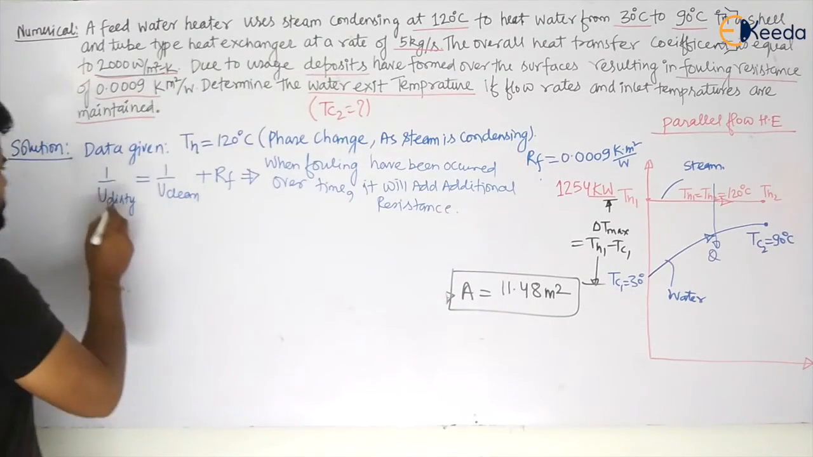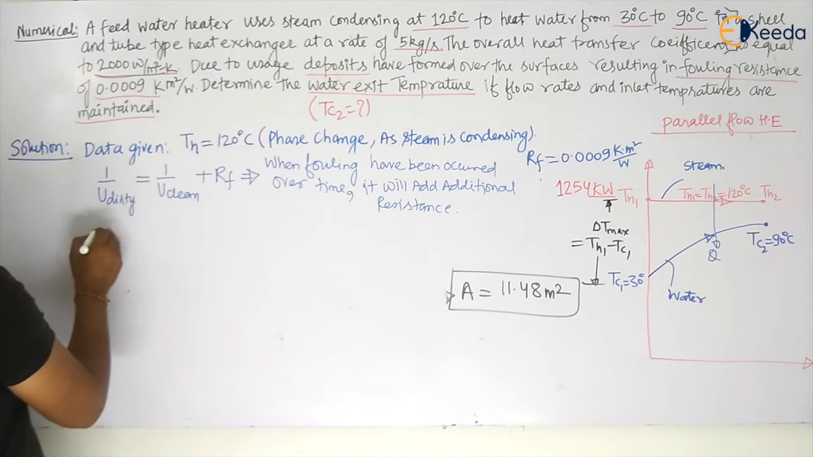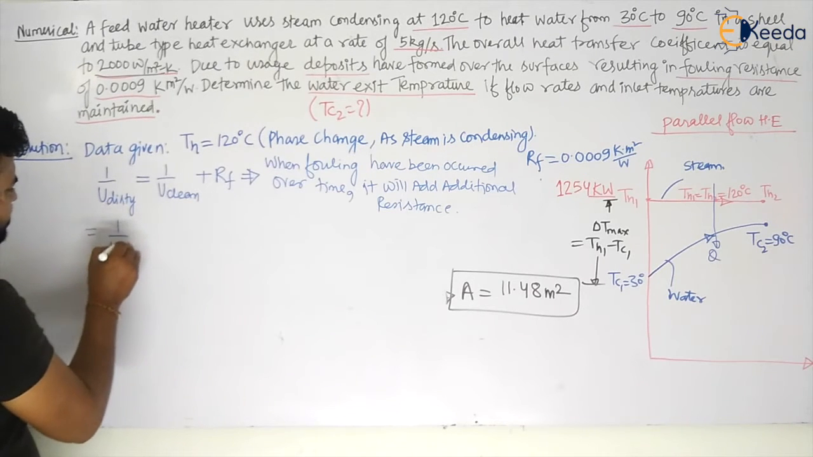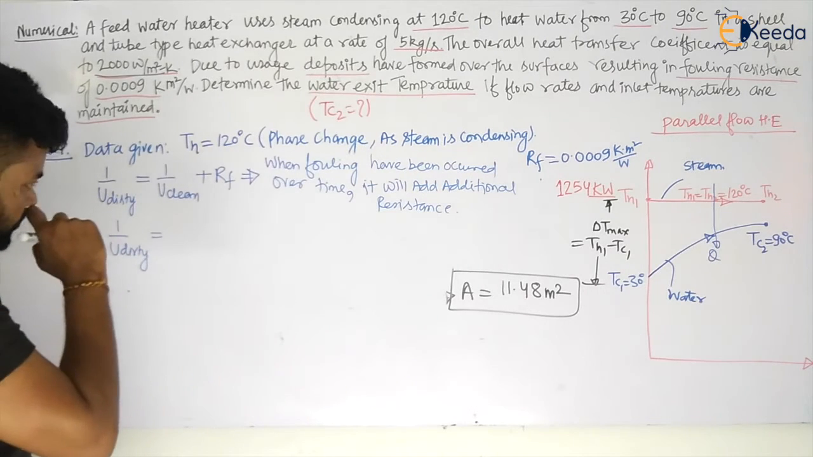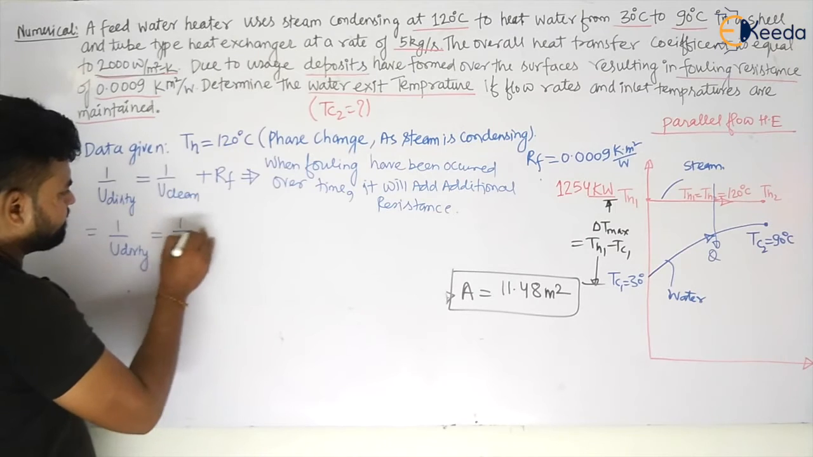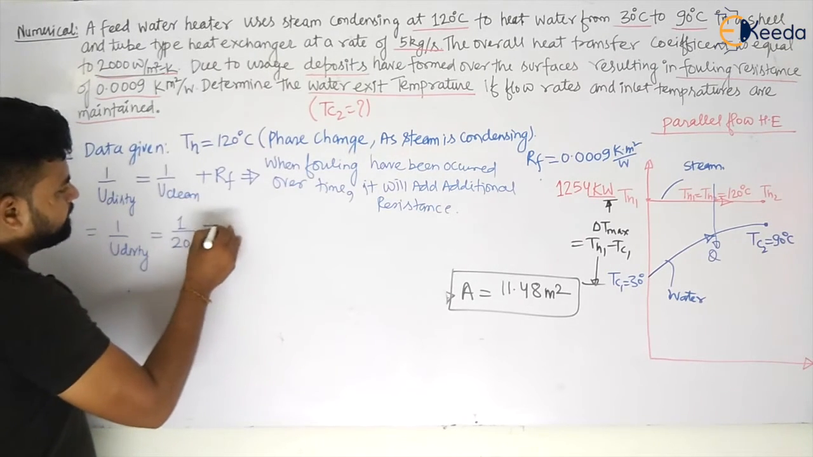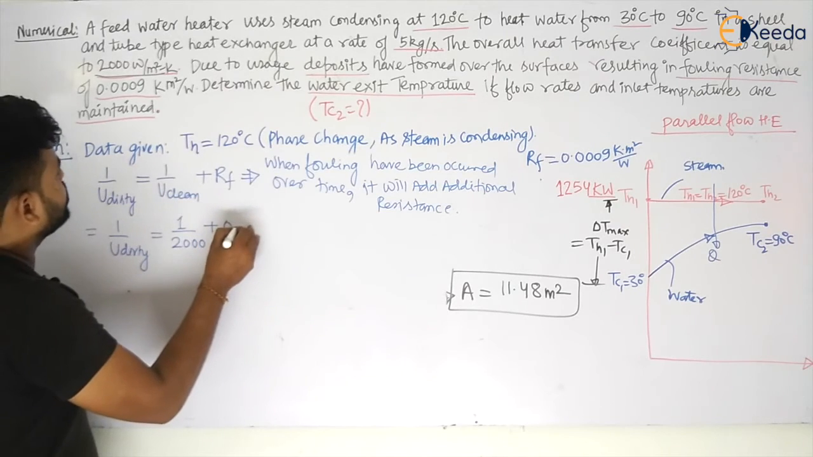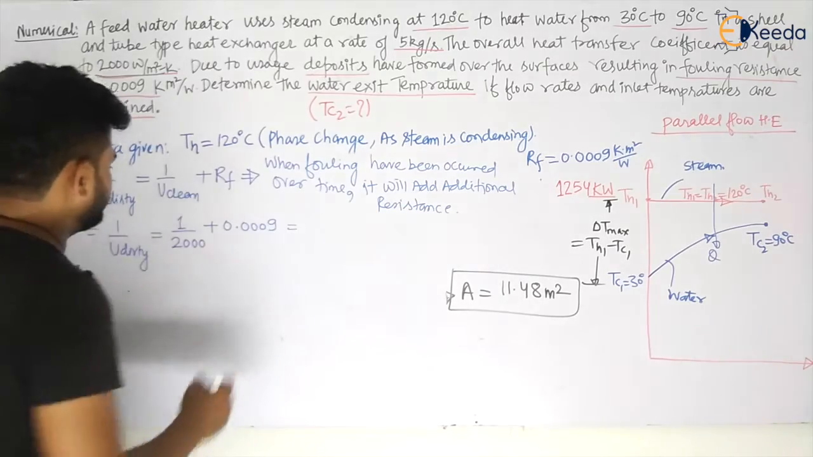So what will happen? Let us see. Can we calculate U dirty? Because U clean we know and RF value we know, so we can calculate it easily. So 1 upon U dirty will become equal to 1 upon U clean, and what is U clean? That is the overall heat transfer coefficient for clean, plus RF, which they have given to be 0.0009.